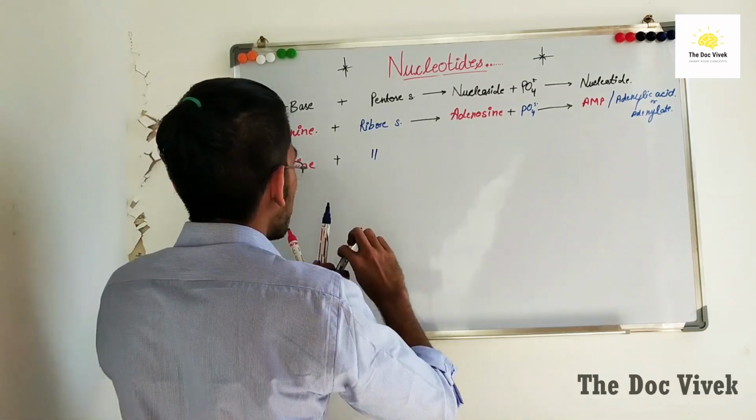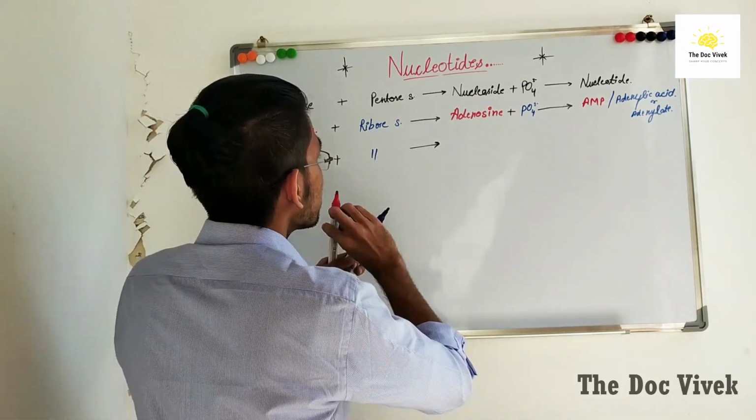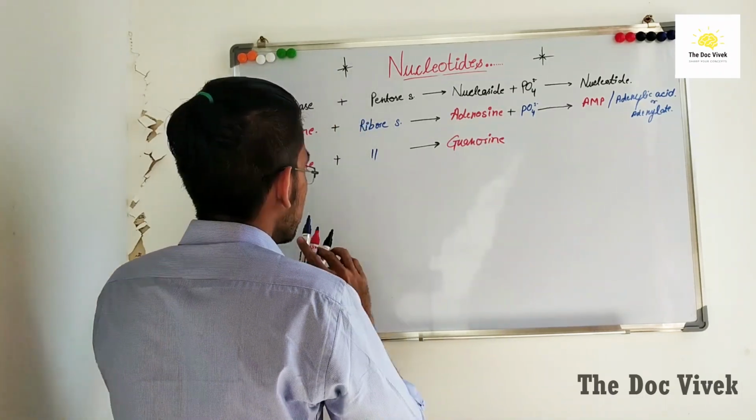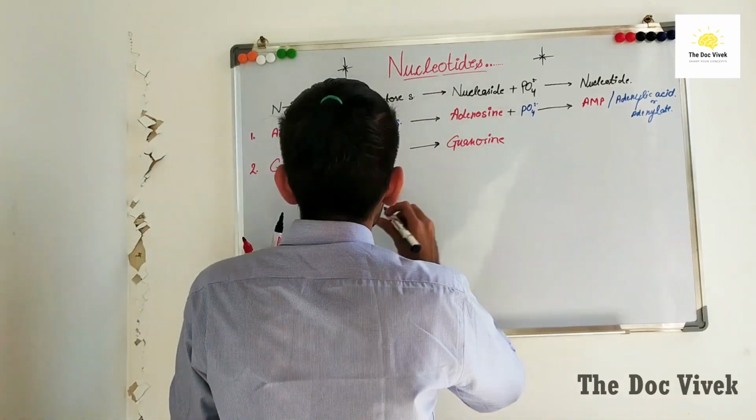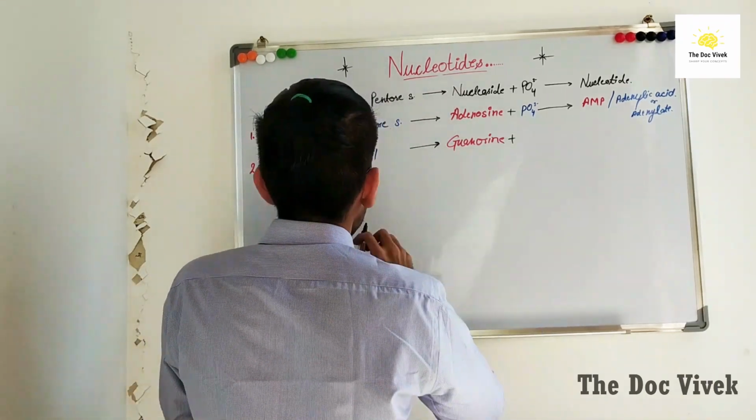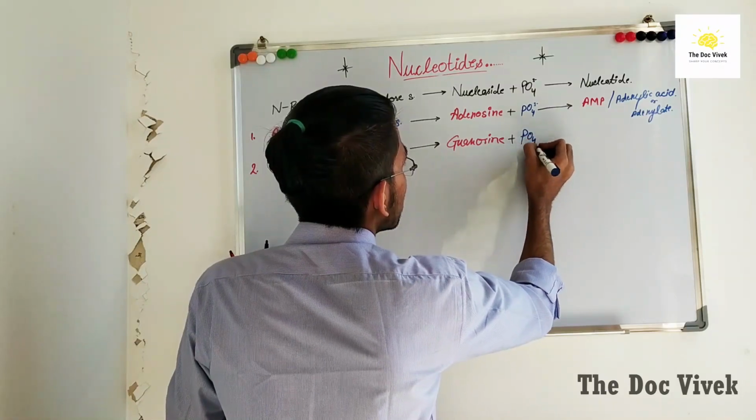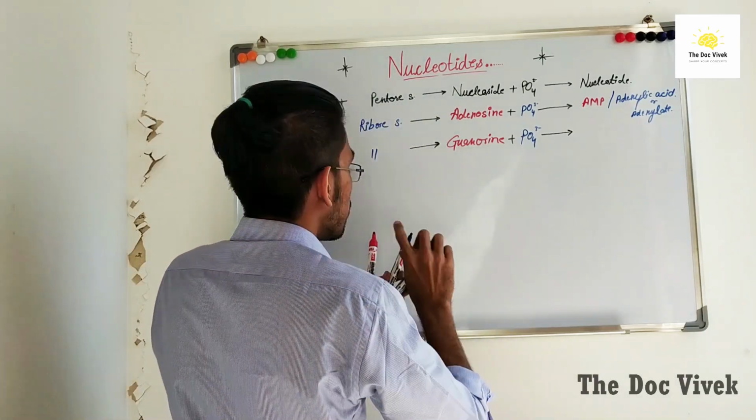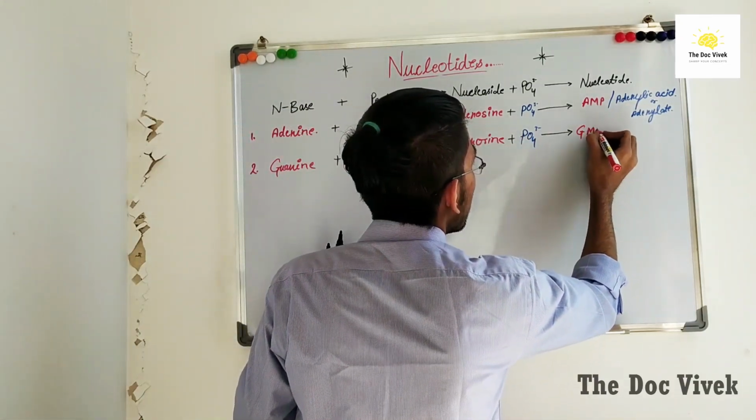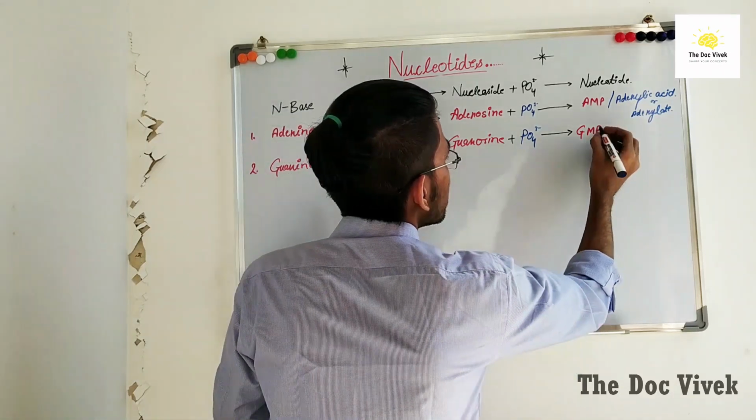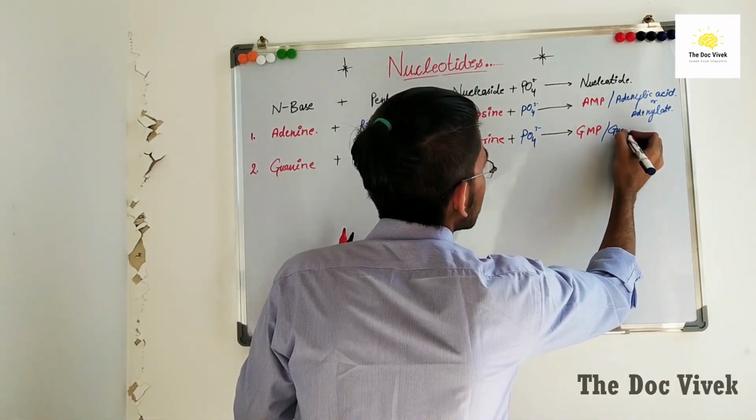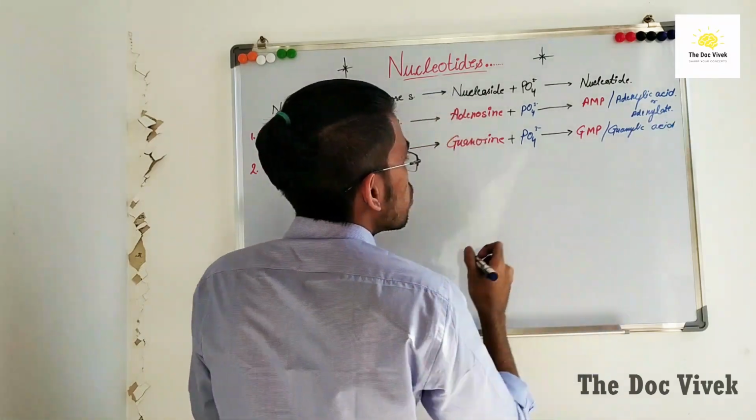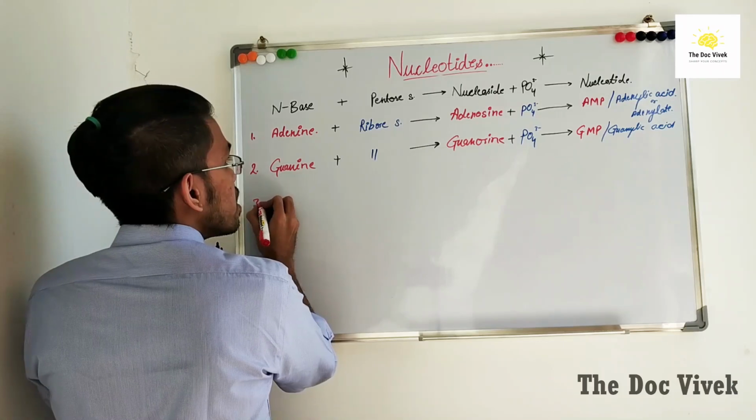And we added ribose sugar on guanine. It results in the formation of guanosine, and if guanosine is again phosphorylated and we added a phosphate group on this, it results in the formation of GMP, which is also known as guanylic acid or guanylate.